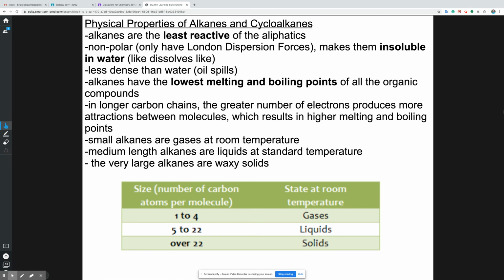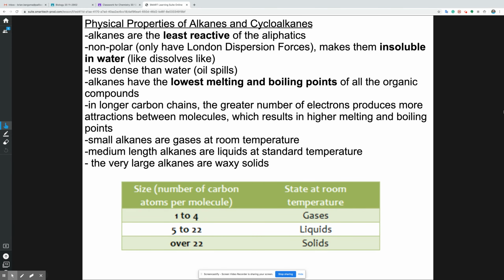Okay, some properties of alkanes and cycloalkanes. They're the least reactive of all the aliphatic hydrocarbons. They're all nonpolar, it doesn't matter their shape or anything like that. If they only have hydrogen and carbon, they're nonpolar, which makes them insoluble in water. They are also less dense than water. If you think of oil spills, the oil sits on top of the water.